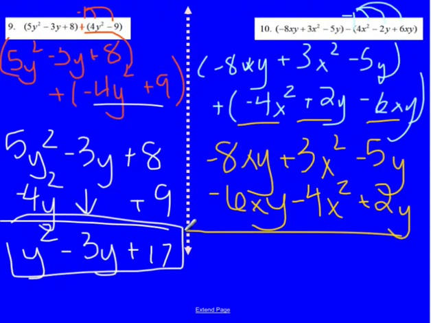Now I can add down the columns. Negative 8 minus 6 is going to give us negative 14. 3 minus 4 is a negative x squared. Negative 5 plus 2, that's going to be a negative 3, and then the y. So notice all of the letters stay the same. The only thing that's changing is the coefficient surrounding them.